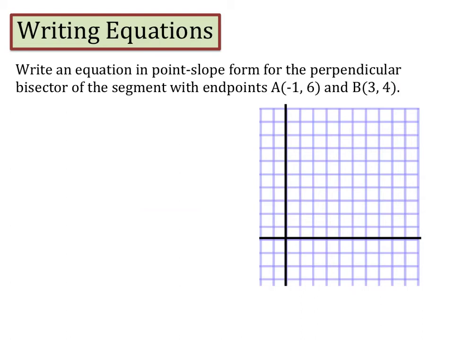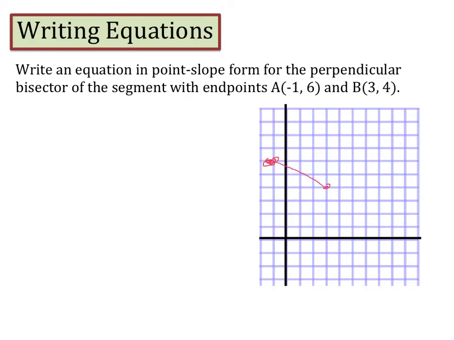Now let's use our knowledge of perpendicular bisectors to write an equation in point-slope form for the perpendicular bisector of the segment with endpoints -1, 6 and 3, 4. So let's draw these points on this graph and see what we have to do. So the first point is -1, up 6. 1, 2, 3, 4, 5, 6. So point A is right up here. Point B is at 3, 4. 1, 2, 3, 1, 2, 3, 4. So here's our segment.